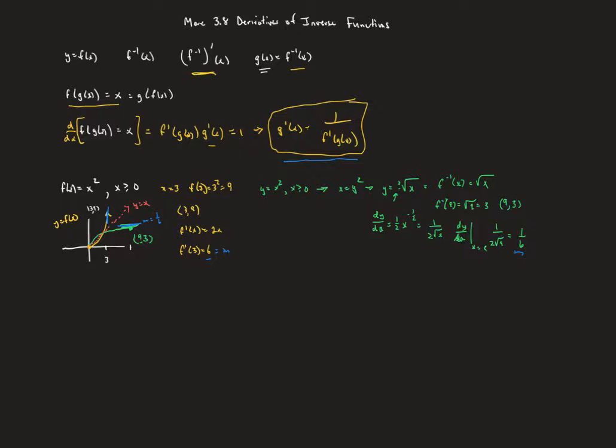Okay, so let's see how it works in practice. Let's pick a different one that's going to be a little more challenging, perhaps, because we don't have this nice ability to find its inverse. So f of x is going to be x cubed plus x plus 1, and we're going to be interested in finding the derivative of the inverse at 11.